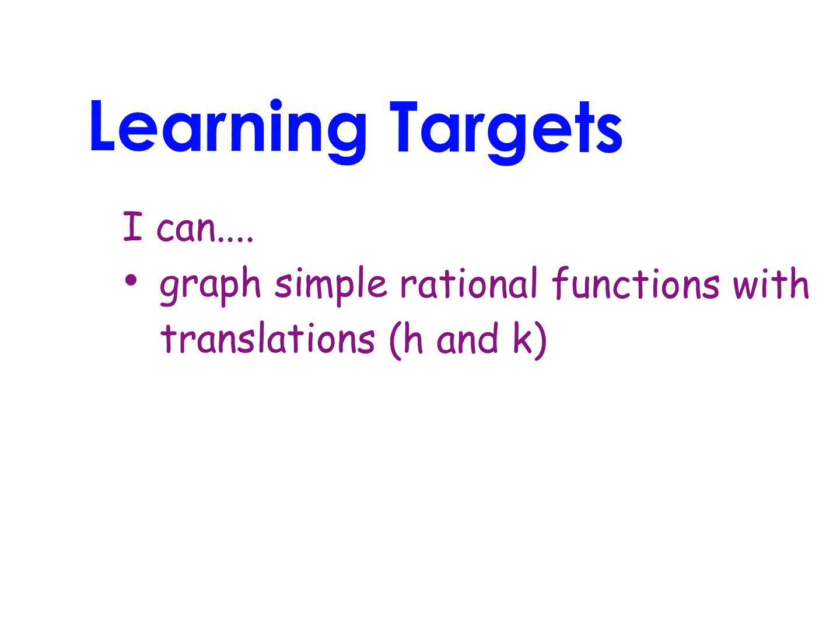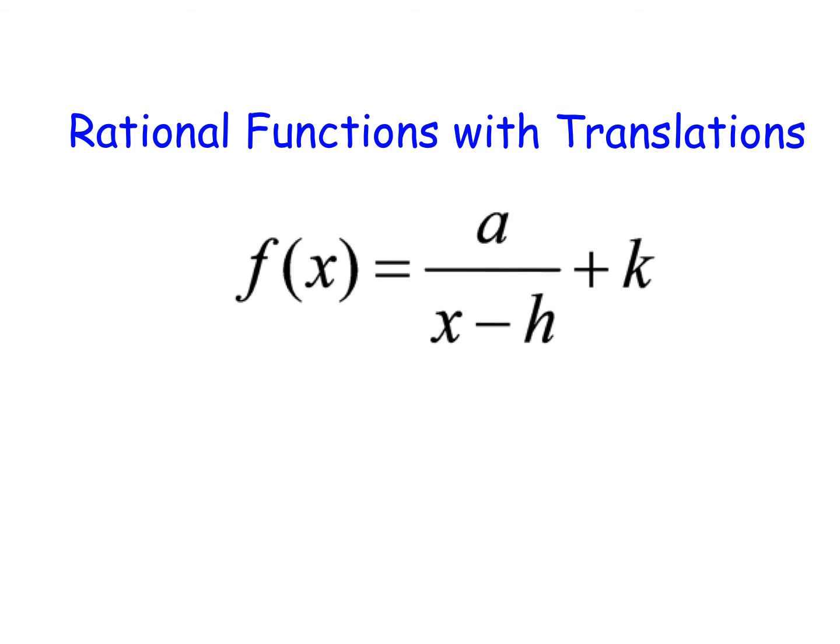In this video, we're going to be graphing simple rational functions that contain translations using h and k values. So this is the general form of what a rational function with a translation will look like. Previously we've discussed equations that look like y equals a over x. Those contained an a value that would stretch or shrink our graph. Now we're going to add in h as something we add or subtract with x, and k as something we add or subtract off to the side.